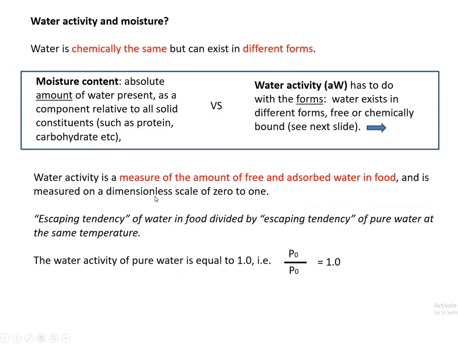So again, water activity is a measure of the amount of free and adsorbed water in food, and it is a dimensionless scale of 0 to 1. Another way to look at it is you just imagine the measurement of AW is the escaping tendency divided by the escaping tendency of pure water. So we have the P naught of pure water divided by the P naught of pure water. So whatever the value of P naught is, it is still equal to 1. This is the highest possible.